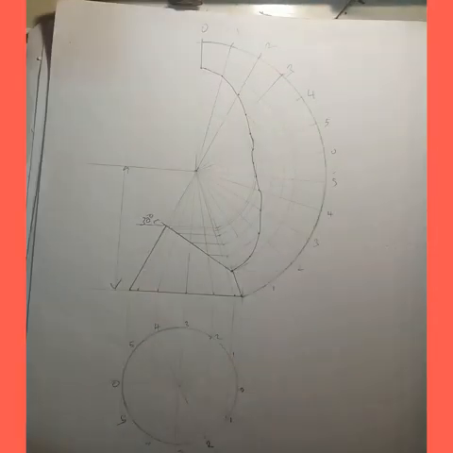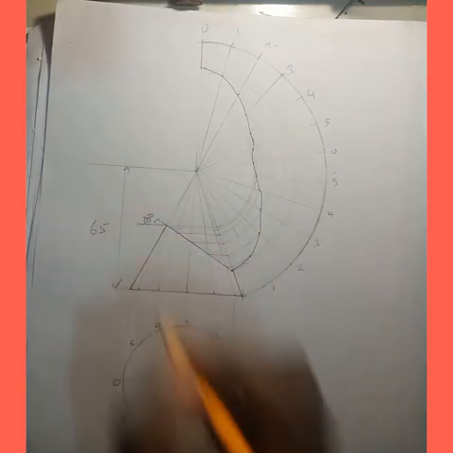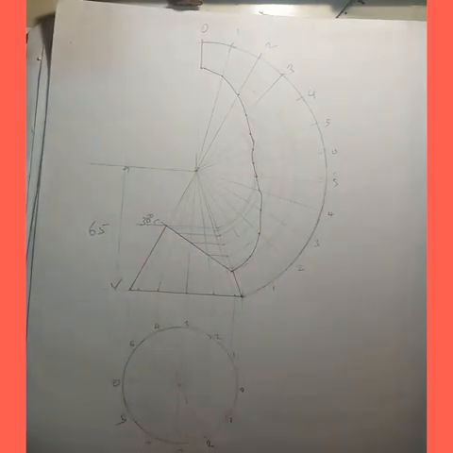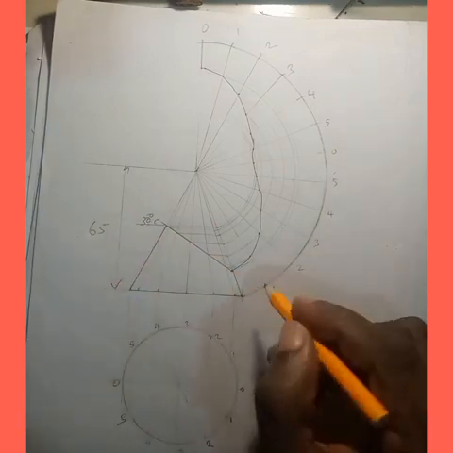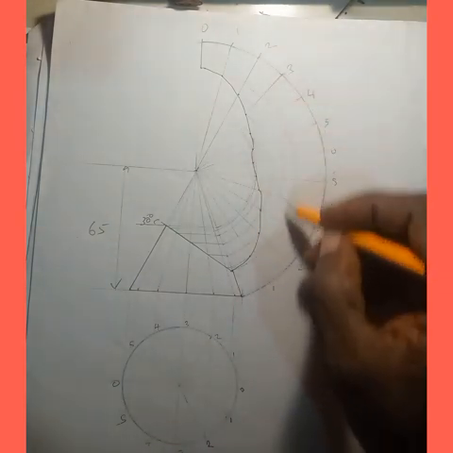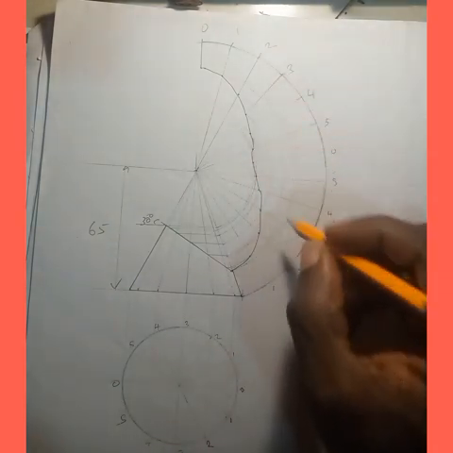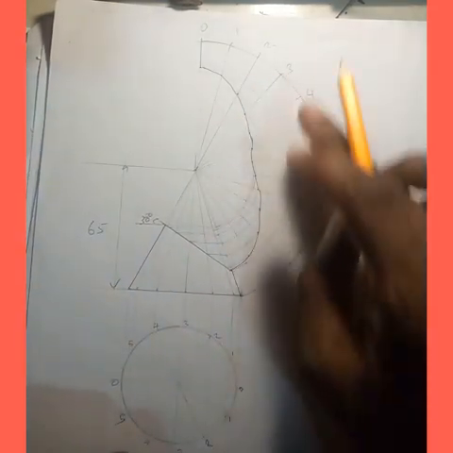You can then indicate all the given dimensions. So this is the vertical height 65, this is the diameter here 50, this is the angle of inclination 10 degrees. So now this is the development of your cone, or the frustum of your cone. This is the front view, this is the plan, and then this is the development.